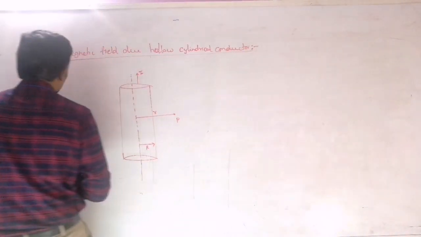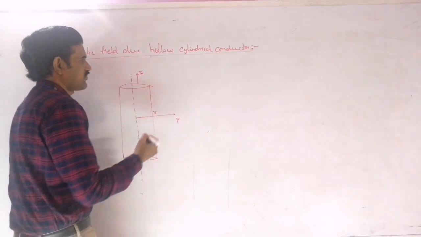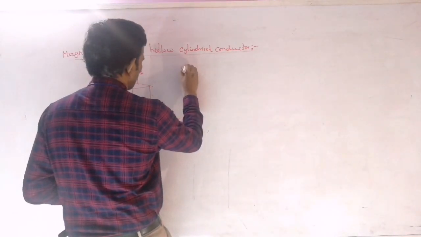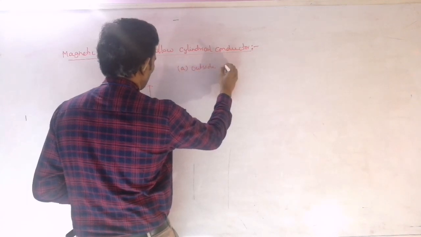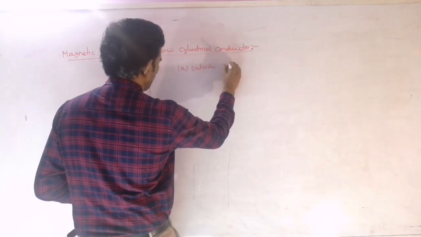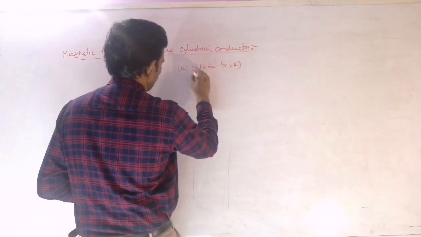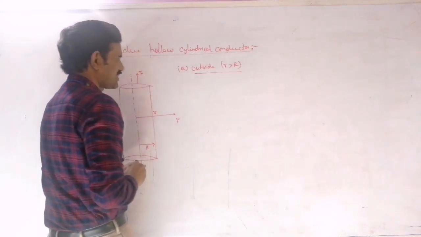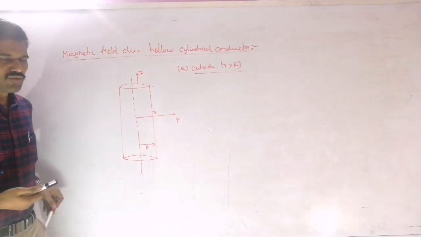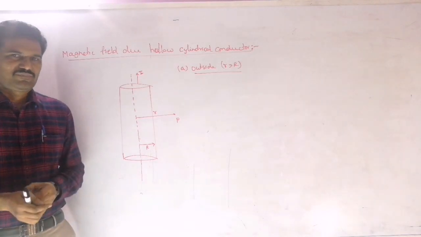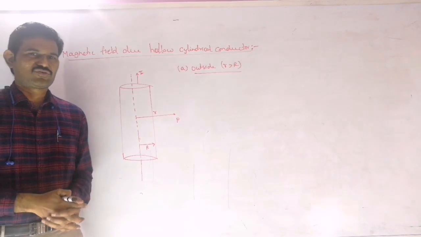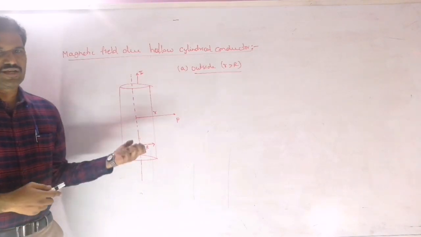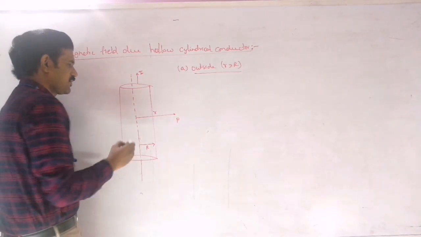Now we are taking the cases outside and on the surface. First, I am taking the case outside, that is, R is greater than capital R, outside the cylindrical pipe. Now we are going to apply Ampere's law. We already solved this case with the help of Biot-Savart's law. Now I am solving it by using Ampere's law.